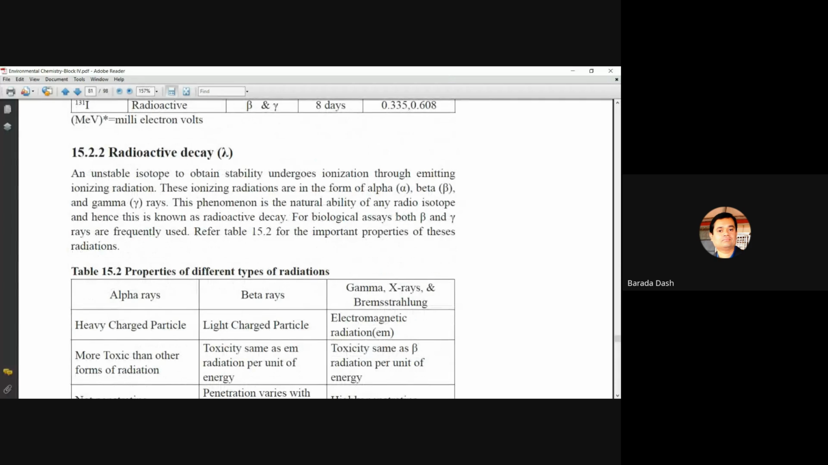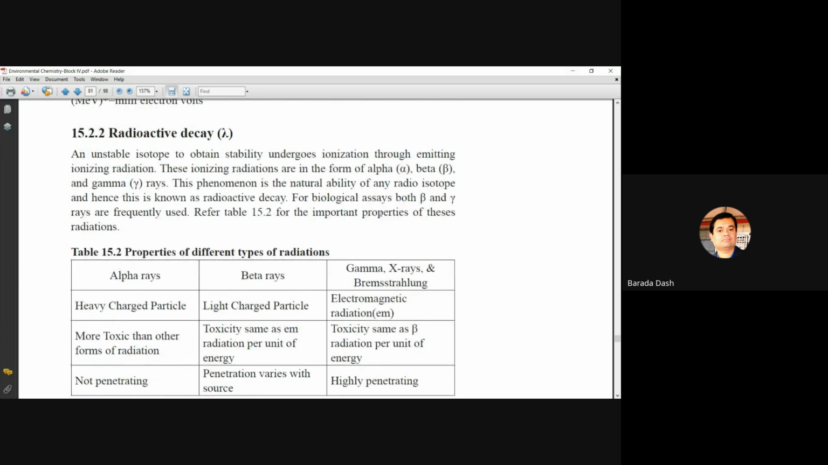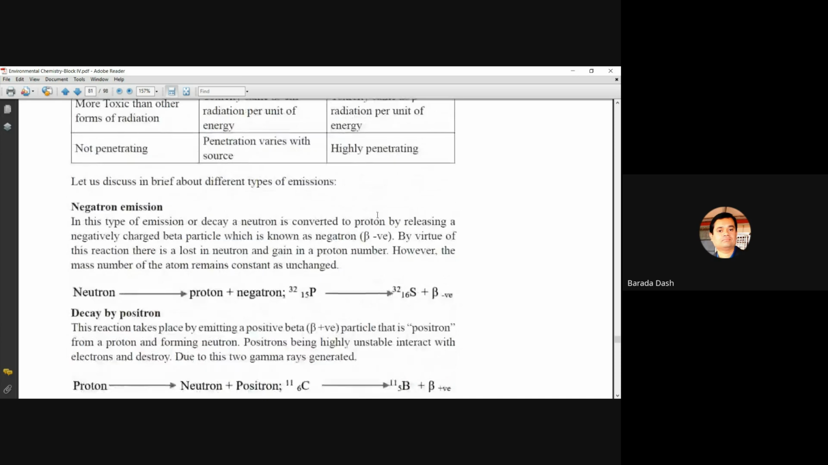So radioactive decay, with decay constant lambda: an unstable isotope, to obtain stability, undergoes ionization by emitting ionizing radiation. These ionizing radiations are in the form of alpha, beta, and gamma rays. That is called radioactive decay, whether it's alpha, beta, or gamma.